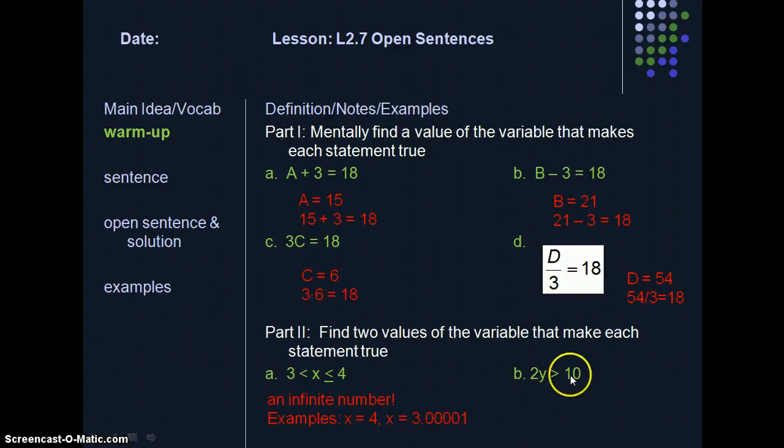Over here, 2 times y is greater than 10. Again, there actually are an infinite number of solutions here. 2 examples include y equals 5.001, where 2 times 5.001 is 10.002, slightly greater than 10, or y equals 100. 2 times 100 would give us a 200, which is of course greater than 10. Taking a look, this is our warm-up. If this went well for you, you're in luck because this is what it is. Let's continue on for some vocab.